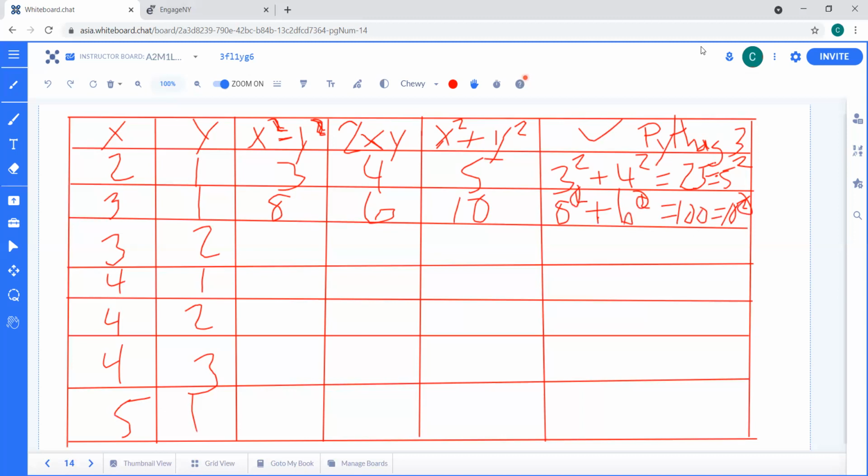All right, so let's do 3 and 2. 3 squared is 9 minus 4 is 5. 2 times 3 is 6, times 2 is 12. 3 squared is 9, plus 2 squared, which is 4, is 13. 5, 12, 13. So let's see, 5 squared plus 12 squared equals 169, which is equal to 13 squared. So, yep, all those check out.